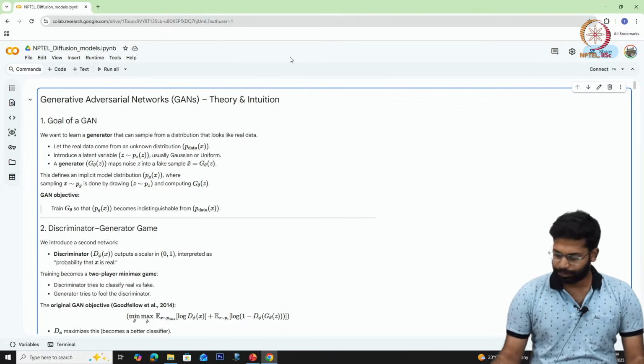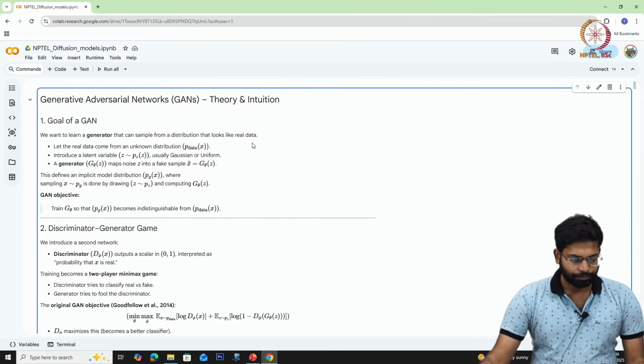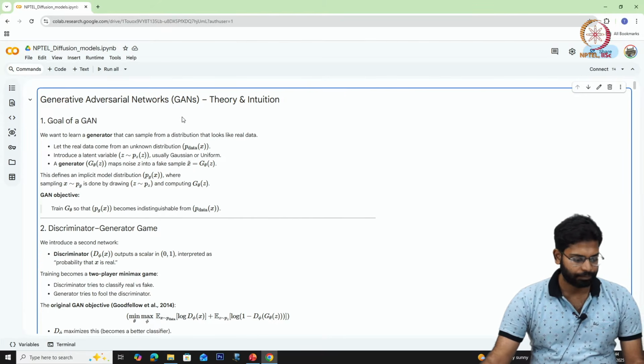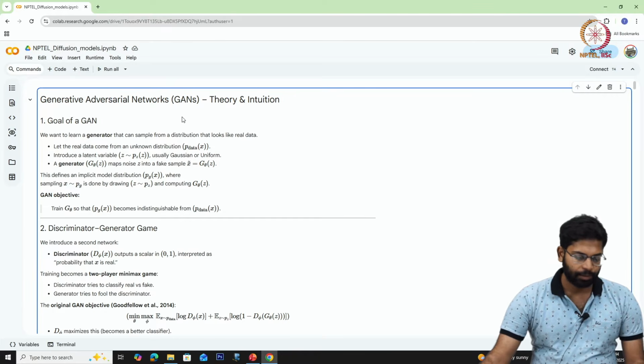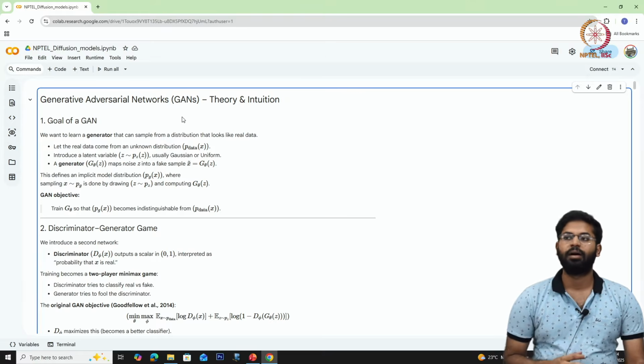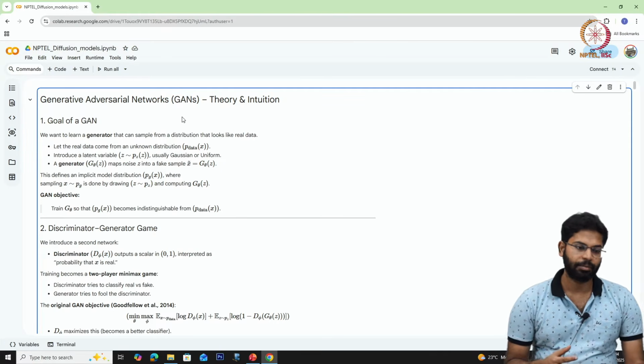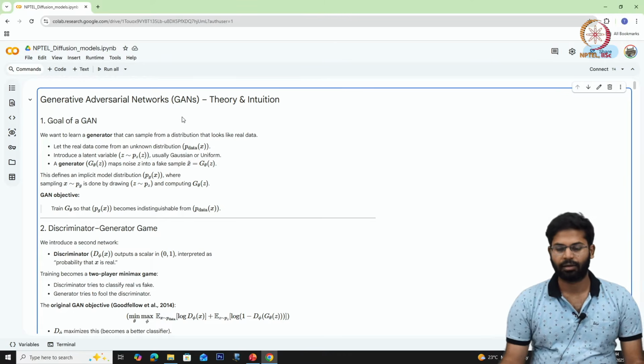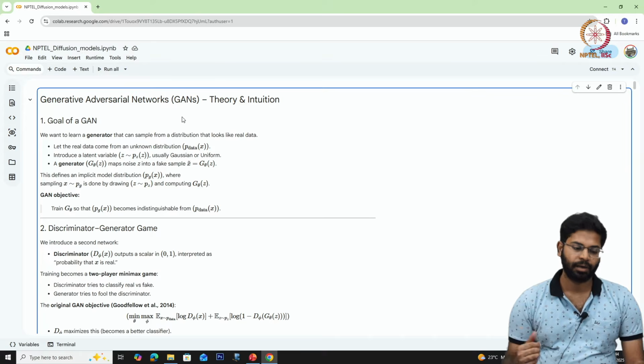As far as GANs are concerned, let's recap a bit about the theory around it. The goal of the GAN is to learn a generator that can sample a distribution that looks like the real data. So essentially you want to make a data generator, right? It can be an audio generator, it can be an image generator, which looks like real data, let's say real images and real audios. So you want to make that generator.